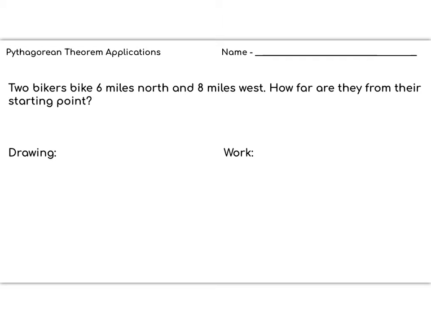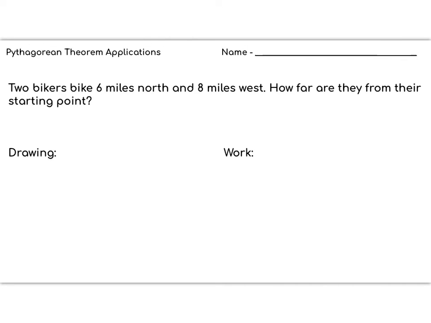Now that we have learned the Pythagorean theorem, we are ready to apply it, which is just another way of saying we're going to do word problems with the Pythagorean theorem. So if we're using the Pythagorean theorem, everything we're going to do is going to involve a right triangle, which means you are going to need to draw a right triangle and label it for every problem.